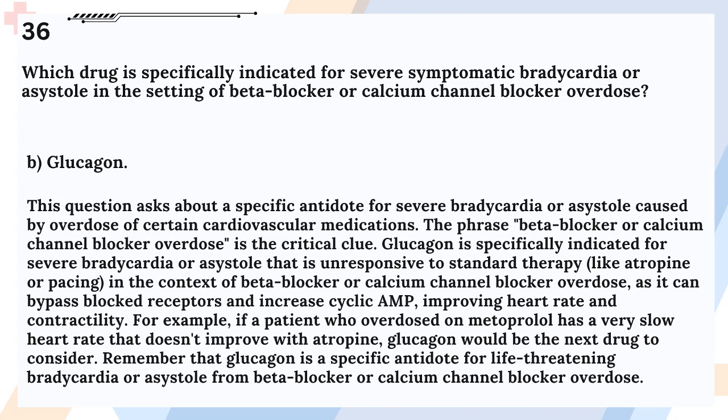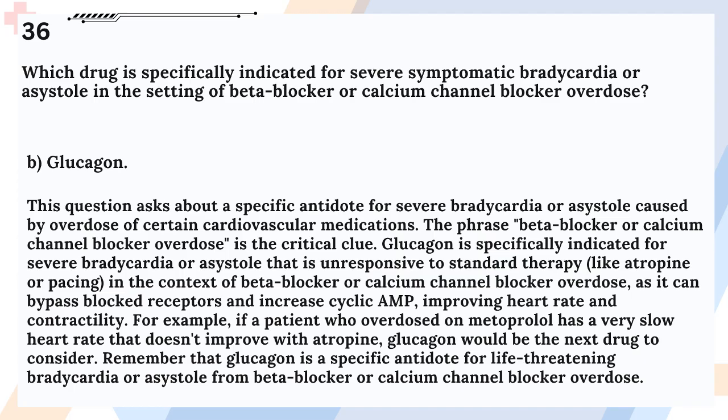Answer: B. Glucagon. This question asks about a specific antidote for severe bradycardia or asystole caused by overdose of certain cardiovascular medications. The phrase beta blocker or calcium channel blocker overdose is the critical clue. Glucagon is specifically indicated for severe bradycardia or asystole that is unresponsive to standard therapy, like atropine or pacing, in the context of beta blocker or calcium channel blocker overdose, as it can bypass blocked receptors and increase cyclic AMP, improving heart rate and contractility.